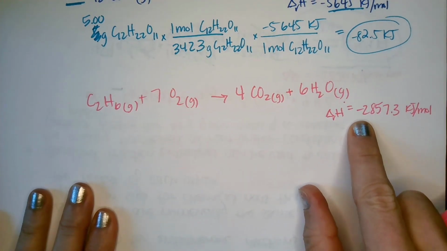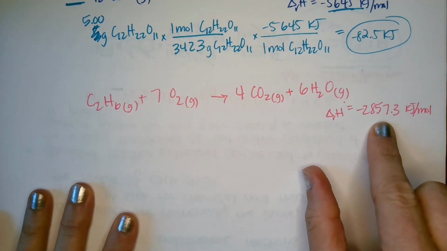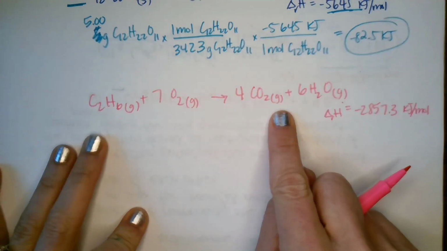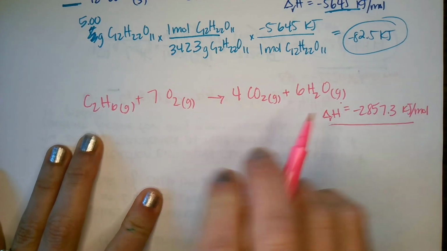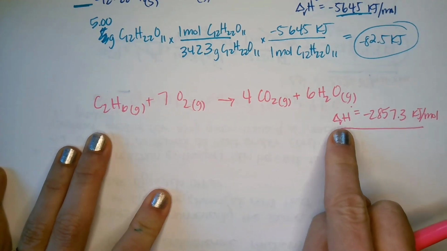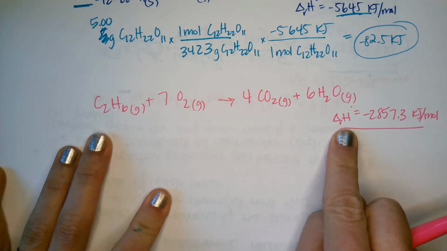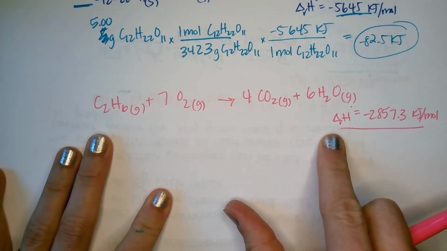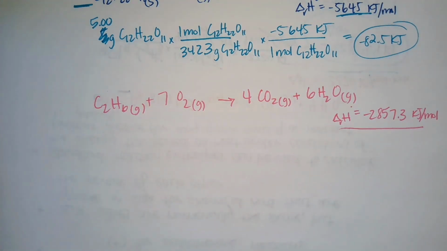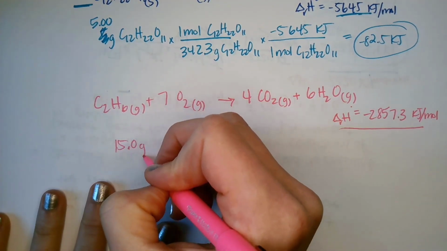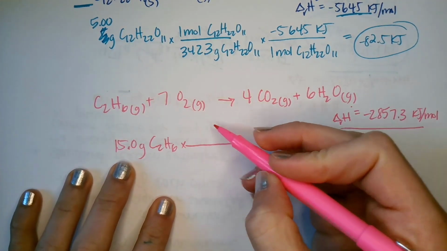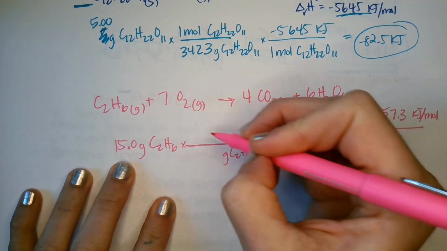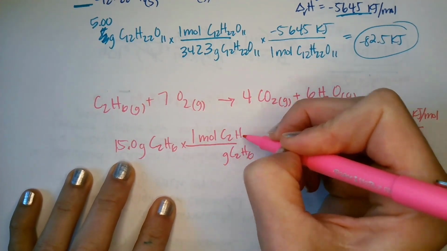Let's look at another example problem. Here we're told the combustion of ethane has an enthalpy change of negative 2,857.3 kilojoules for this reaction that is written. Again, these enthalpies are given to you. You don't have to just know that. So these are always given. But we want to calculate the delta H for the combustion of 15.0 grams of ethane, 15.0 grams of C2H6. So our first step is going to go grams to moles.